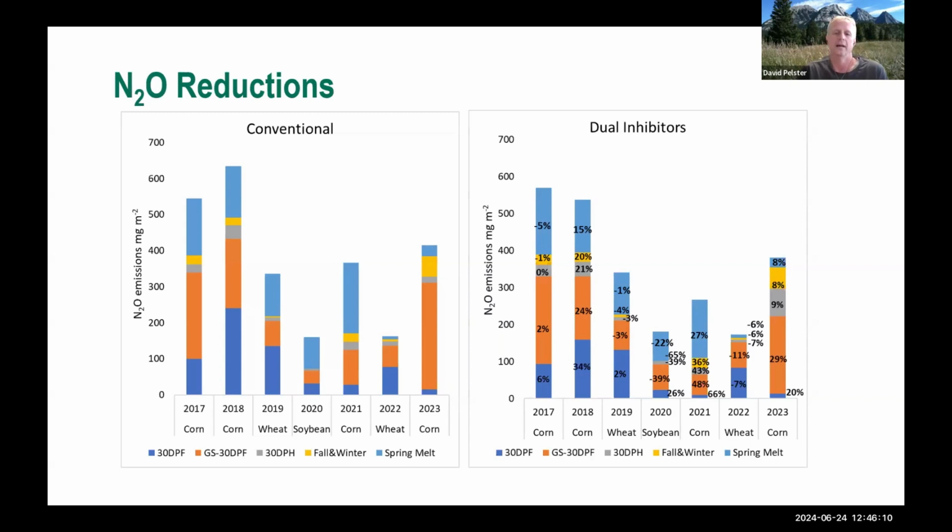So some of the reductions that you saw over the growing season, your reduction over the entire year was left, and we think it's because we're not seeing a yield increase, we should probably be applying less nitrogen with the dual inhibitors, just because otherwise you're leaving too much nitrogen in the ground at the end of the growing season.